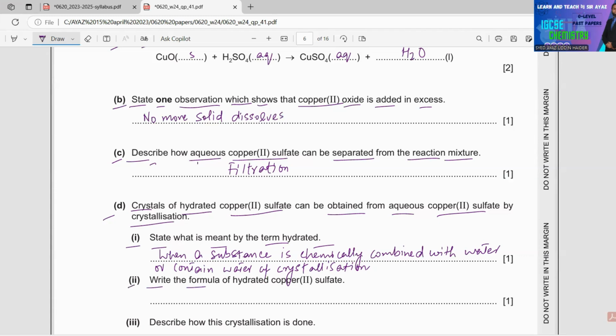Part 2, write the formula of the hydrated copper 2 sulfate. It exists in the pentahydrate state. So you will write CuSO4, penta means 5, so 5 molecules of water will be attached. So I'm going to write 5H2O.